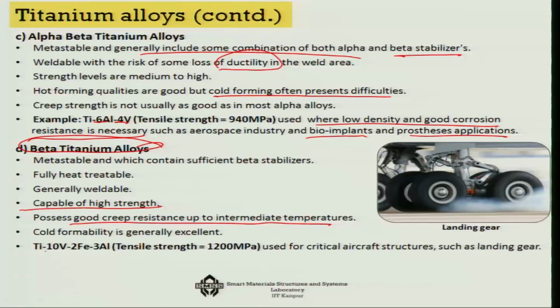One of the examples is with 10% vanadium, 2% iron and aluminum, you get a tensile strength of 1200 MPa. This is used for many critical aircraft structures such as landing gear applications. As you can see, the landing gear part many a times is made of titanium alloys, which is a beta titanium alloy. So, that is about the titanium alloy.